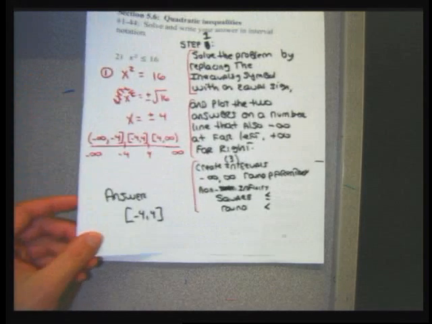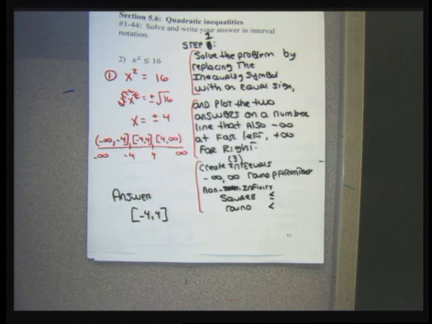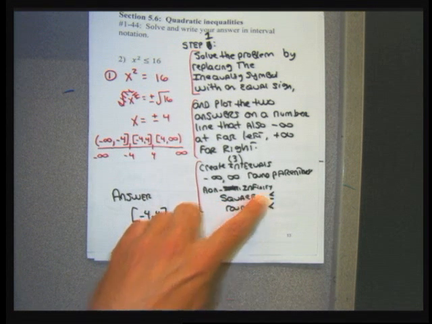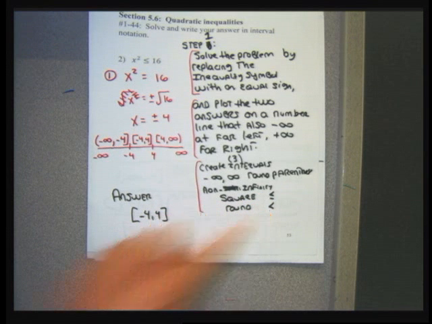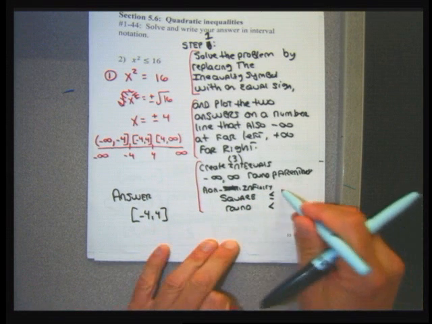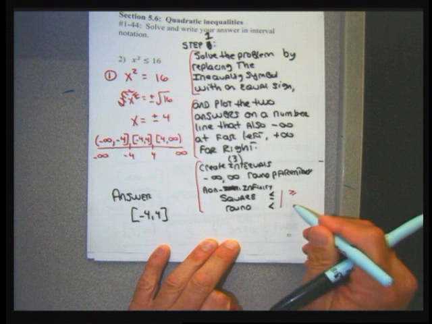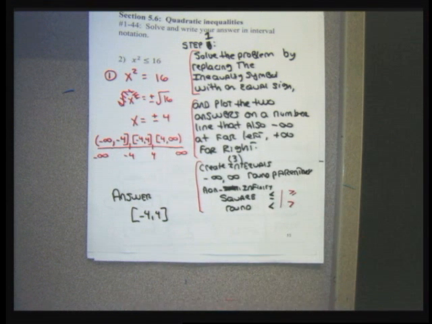So first I'm going to solve the problem by replacing the inequality symbol with an equal sign. We should get 2 answers more often than not. I'm going to plot those 2 answers on a number line that also contains a negative and positive infinity. I'm going to create more often than not 3 intervals. The infinities will always get round parentheses, and the other numbers will get square brackets if you have a less than or equal to, round brackets if there's a greater than. When we get to problems 45 and on, you're going to get square brackets if you have a greater than or equal to, round brackets if you have a plain ordinary greater than. But that won't come up until problem 45. I won't worry about that just yet.